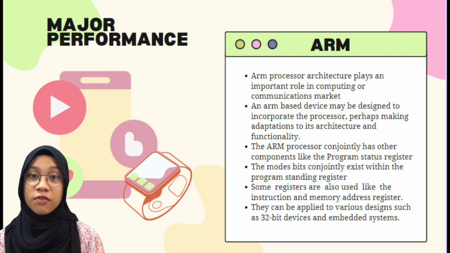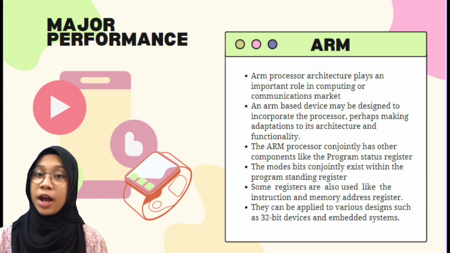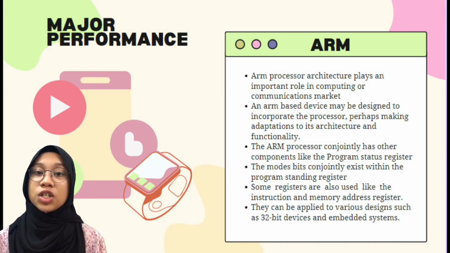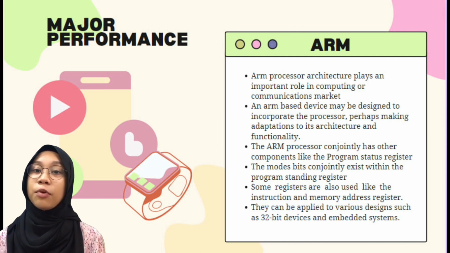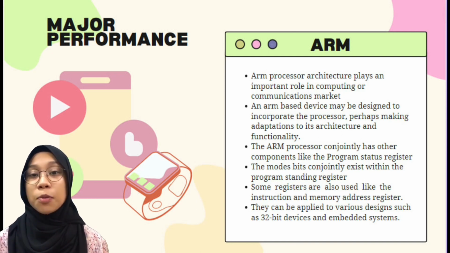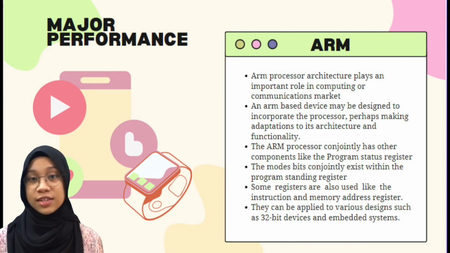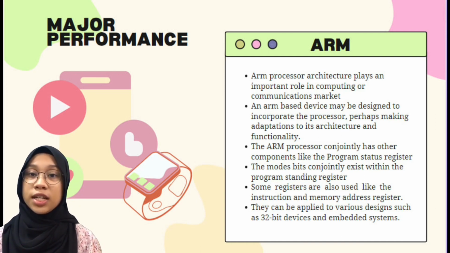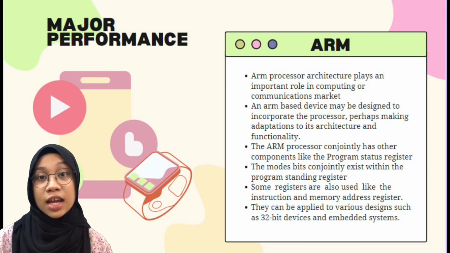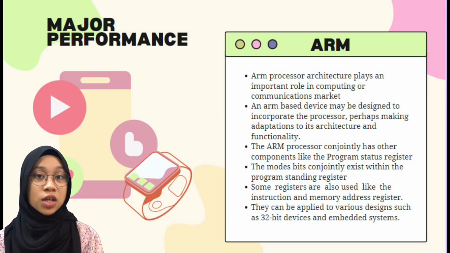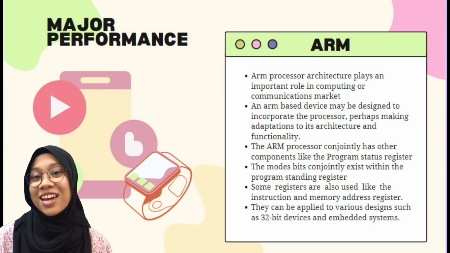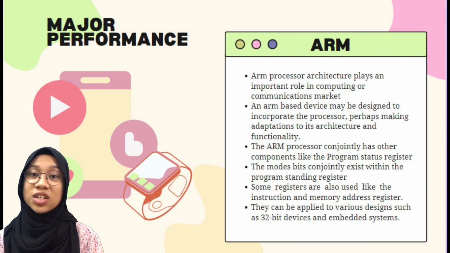tablets. An ARM-based device may be designed to incorporate the processor, perhaps making adaptation to its architecture and functionality. The ARM processor conjointly has other components like the program status register, which contains the processor flags, which are Z, N, S, V, and C. The mode bits conjointly exist within the program status register, in addition to the interrupt and quick interrupt disable bits. Some special registers are also used, like the instruction, memory data read and write registers, and memory address registers. They can be applied to various designs such as 32-bit devices and embedded systems.